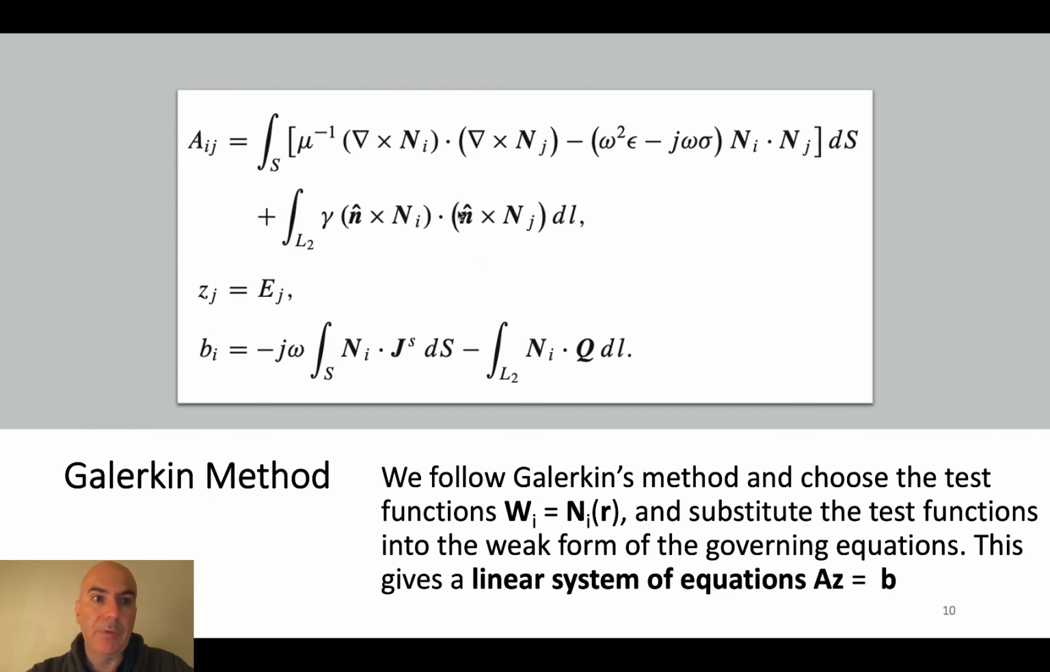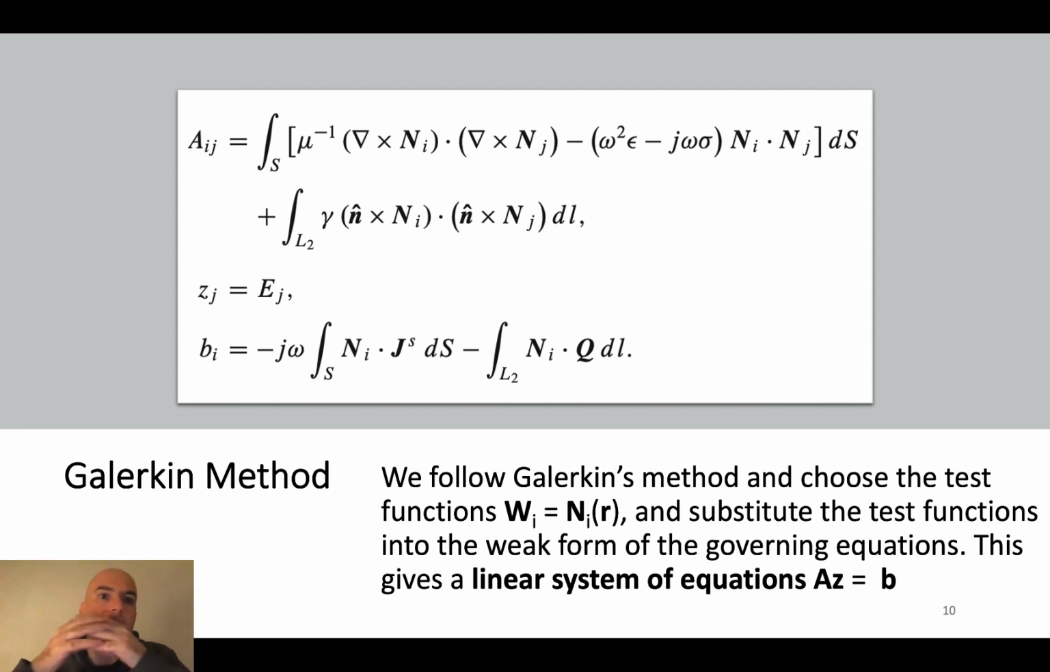A is our matrix that can be calculated by calculating this integral here. Z is our unknown that corresponds to the tangential component of our electric field along the reference direction of each edge, and then B is the vector containing the source term. It will contain this part here. So we'll have a part coming from the source and a part also coming from the boundary condition.